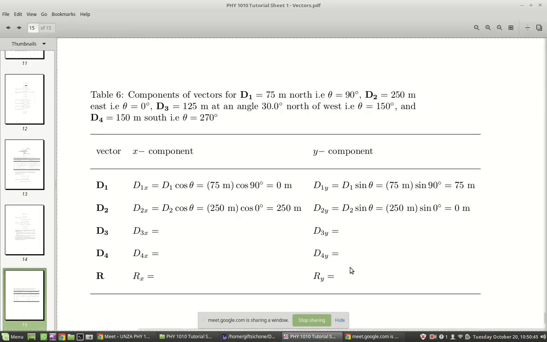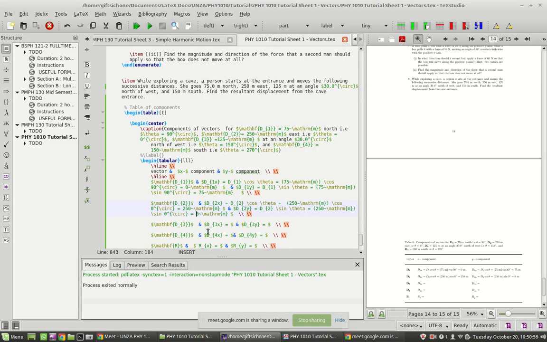Okay. So D1x, D2x, D1y, D2y, those are sorted. We move on to D3x. How do you get D3x? 125 cos 150, which is equal to negative 108.25.